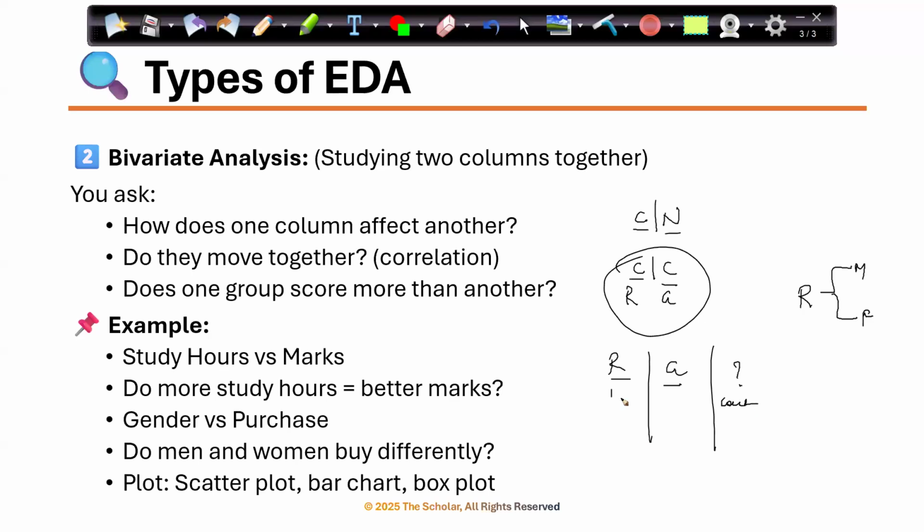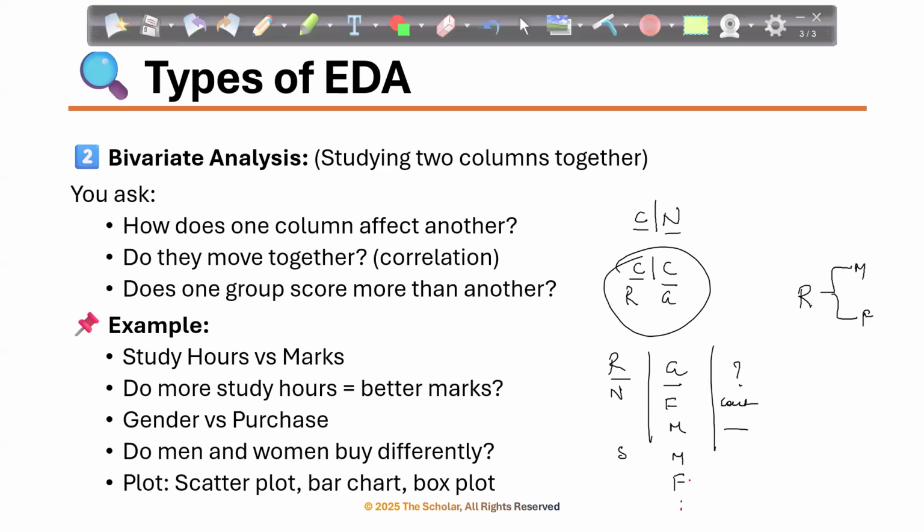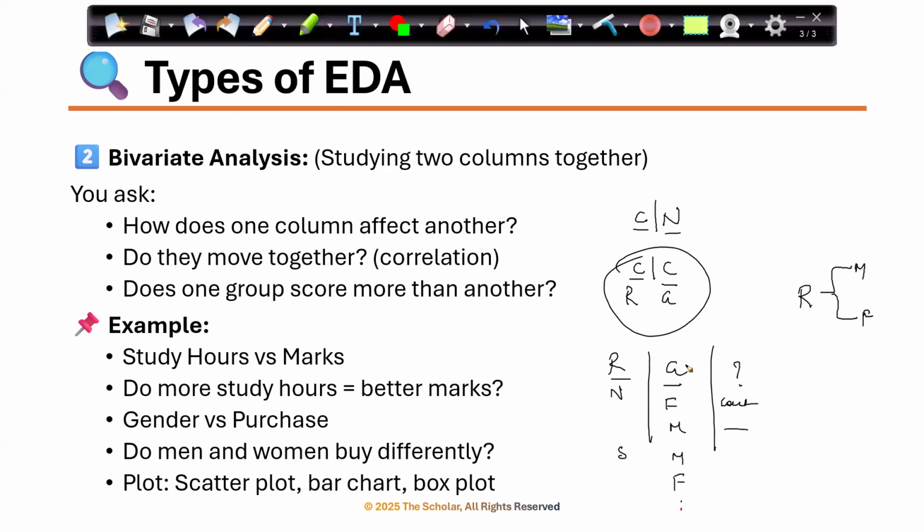That means in the north region, how many females are there? How many males are there? In the south region, how many males are there? How many females are there, and so on and so forth. Right. So when we have a categorical and categorical, in that case, we have just count as an option.